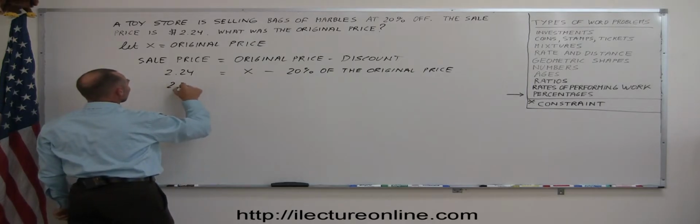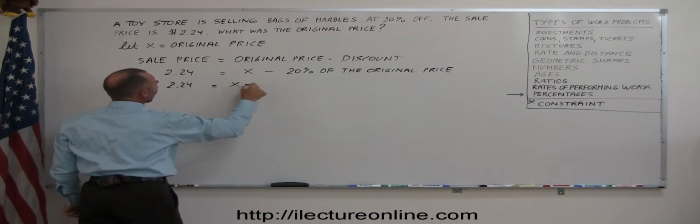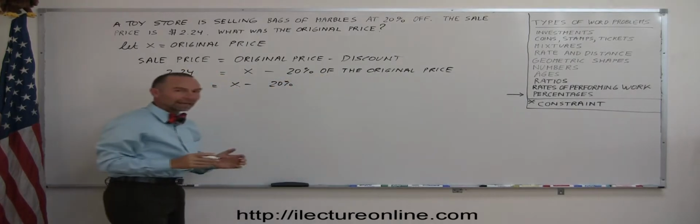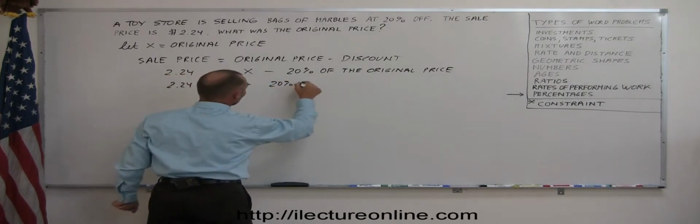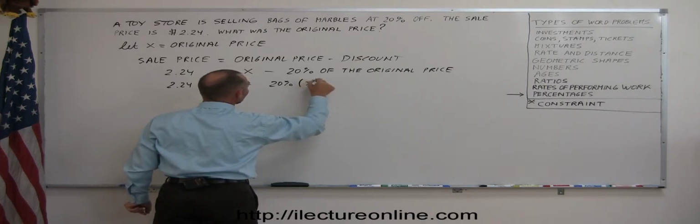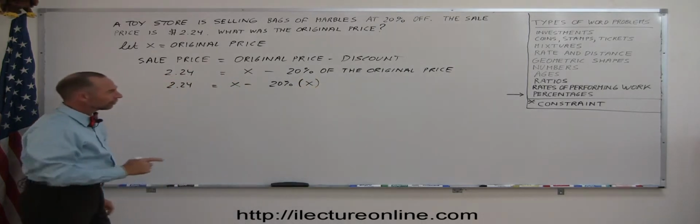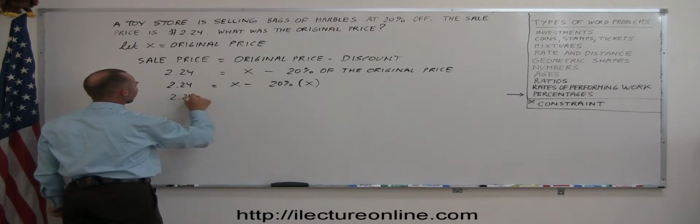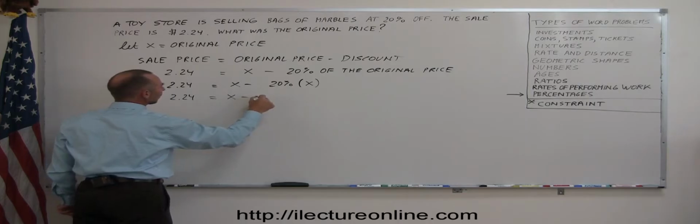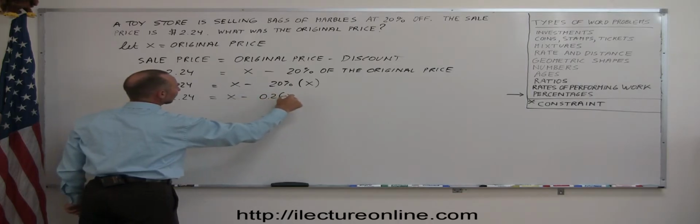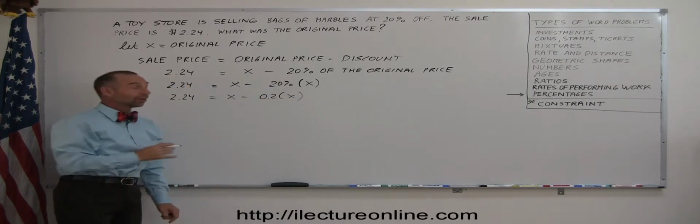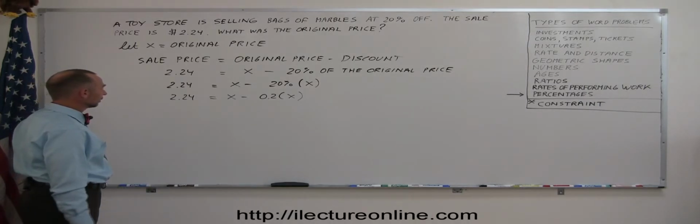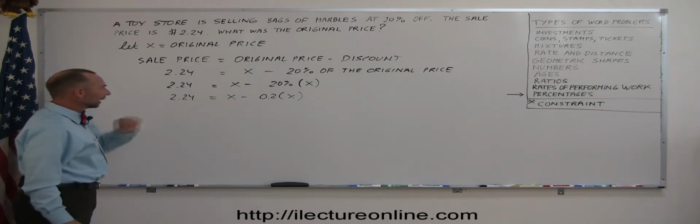So $2.24 equals x minus 20% of, and of course, "of" in mathematics means multiplication, so that's 20% of the original price x. And of course, we want to convert the 20% to a decimal, so that's 2.24 equals x minus 0.2 times x. And now we're ready to solve this equation. It looks like a simple, straightforward, linear equation with the variable x.